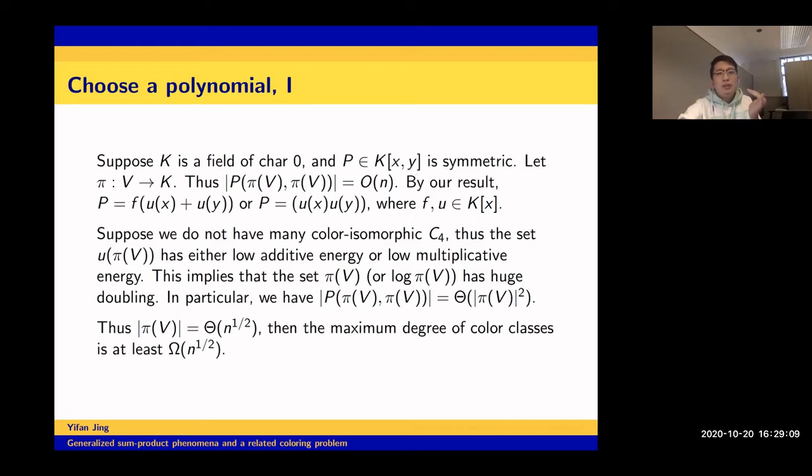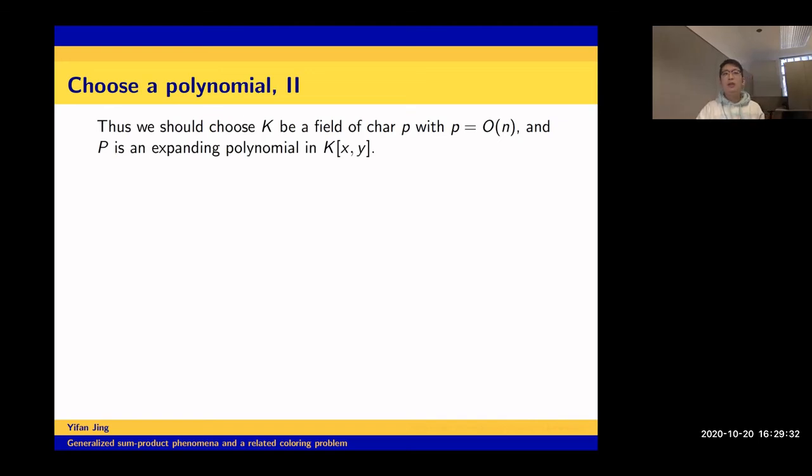I mean, you may be wondering, if you choose an expanding polynomial, then this image will be large, will be quadratic in n. But to fix this, we can choose K as a field of characteristic p, and p is of order n. p is linear. So basically, this number of colors is cut off by this finite field, by this characteristic p. So this phenomenon tells us we have to choose a polynomial P over a field of characteristic p, and p is linear.